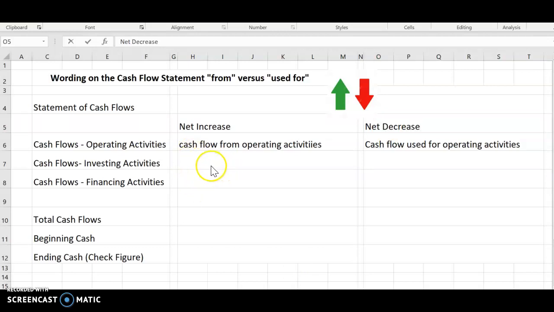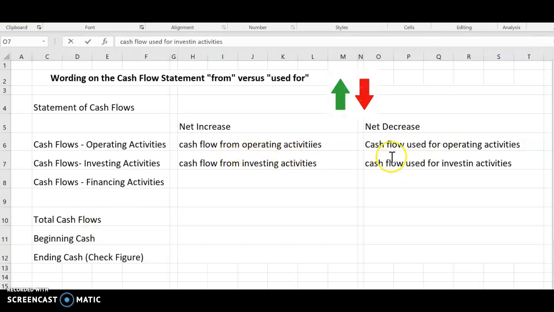It's the same for the rest of these. If cash flows from investing activities, that would be a net increase in investing activities. An example would be we must have sold more of our long-term assets than we used cash to purchase them. If it was a net decrease, we would call it cash flows used for investing activities. So I've typed that in there.